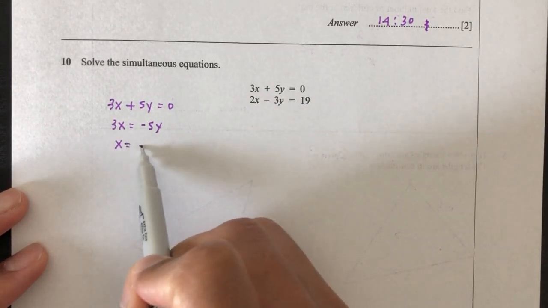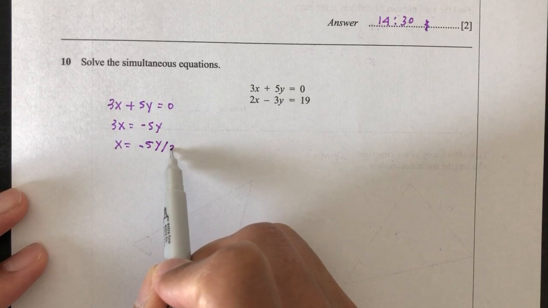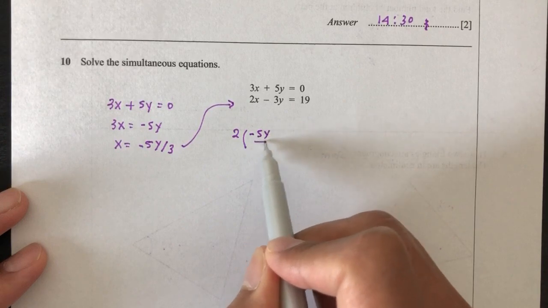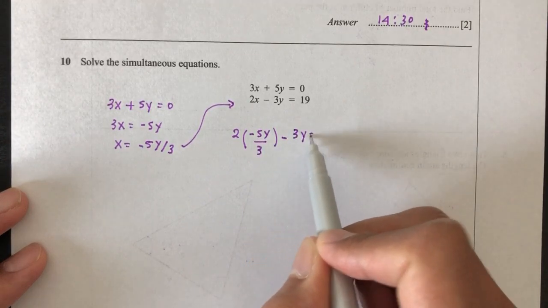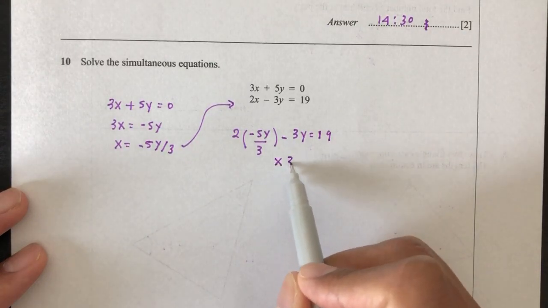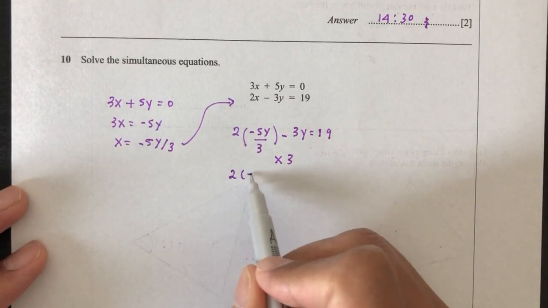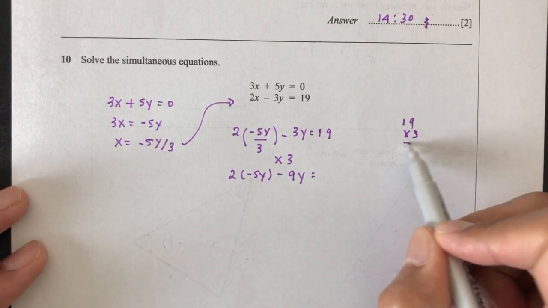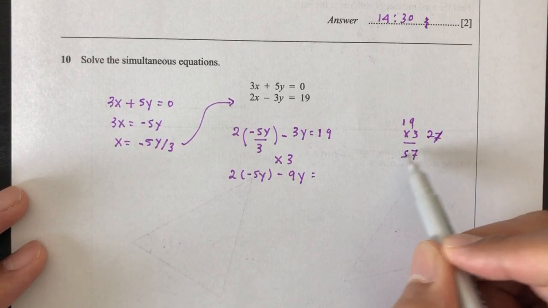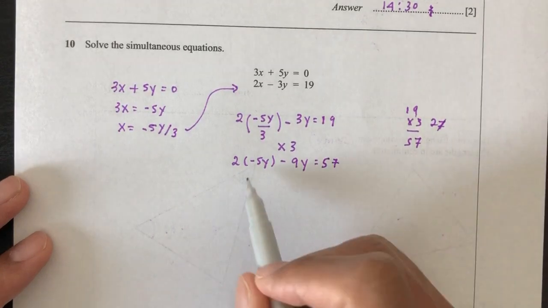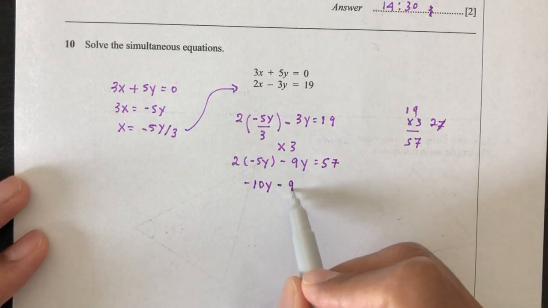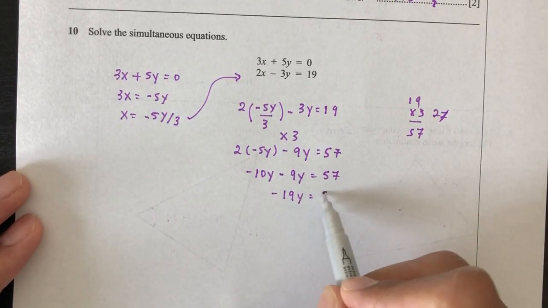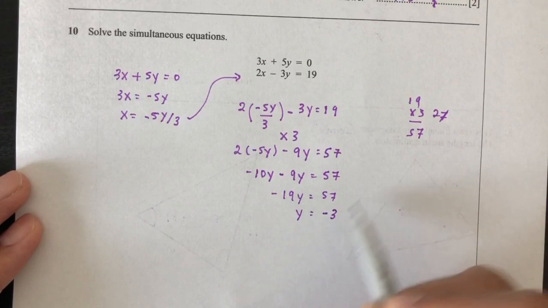So x equals minus 5y divided by 3. Now replace this in the second equation. So 2x is minus 5y divided by 3, minus 3y equal to 19. Times 3 everywhere to get rid of this fraction. It becomes 2 times minus 5y minus 9y equal to, what is 19 times 3? That will be 57. So expanding, we have minus 10y minus 9y equal to 57. So minus 19y equal to 57, so y equals minus 3.